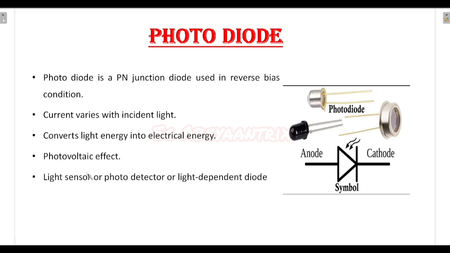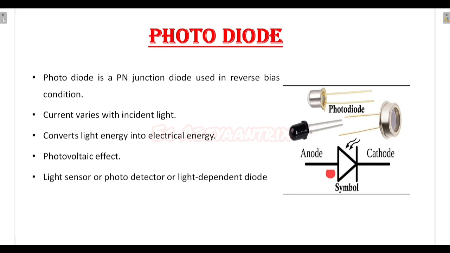What does a sensor actually do? A sensor senses some signal and converts it into another signal. The main purpose is that it detects the signal. In this photodiode, the light is sensed, so it is called a light sensor, photo detector or light dependent diode. And this is the symbol of a photodiode. Photo means light, so the photons get incident on the PN junction diode, that is, this photodiode.